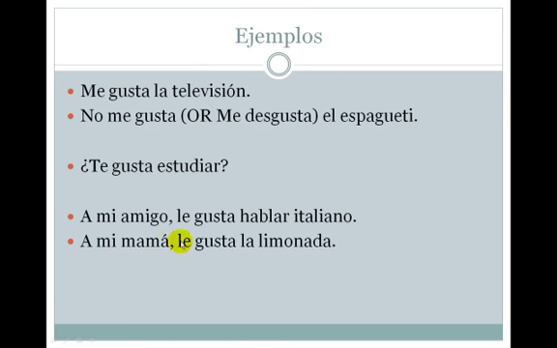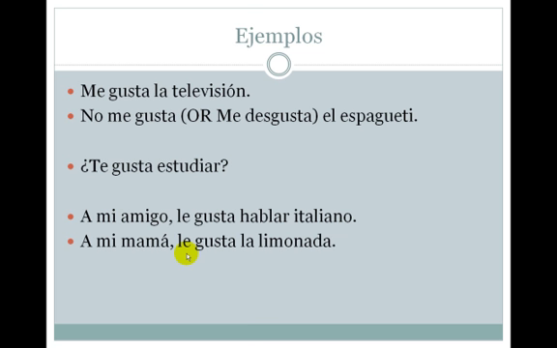Then, because le can mean either to him or to her, a lot of times we will include the person. A mi amigo, my friend. A mi mamá, to my mom. So, a mi amigo, to my friend, le gusta hablar italiano. It is pleasing to speak Italian. Or it gusts him to speak Italian. He likes speaking Italian, we would say in English. But in Spanish, the correct way to structure the sentence would be, a mi amigo le gusta hablar italiano. To talk about my mom liking lemonade, I would say, a mi mamá le gusta la limonada.